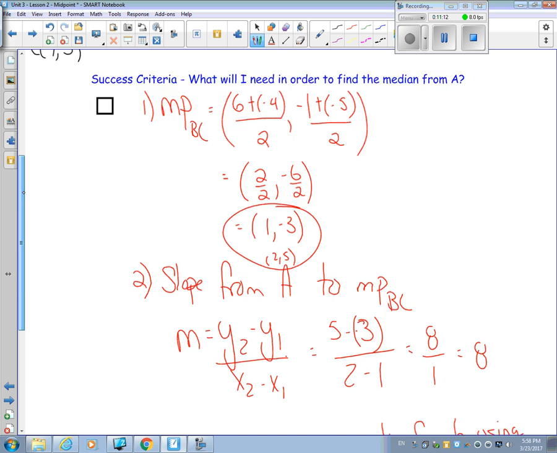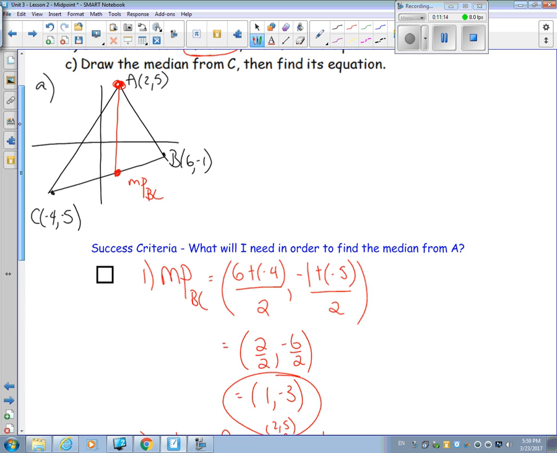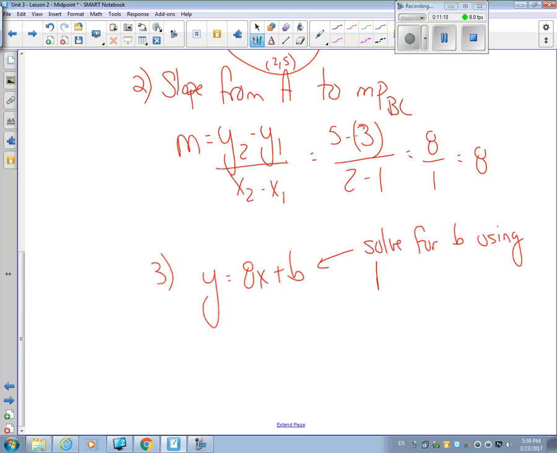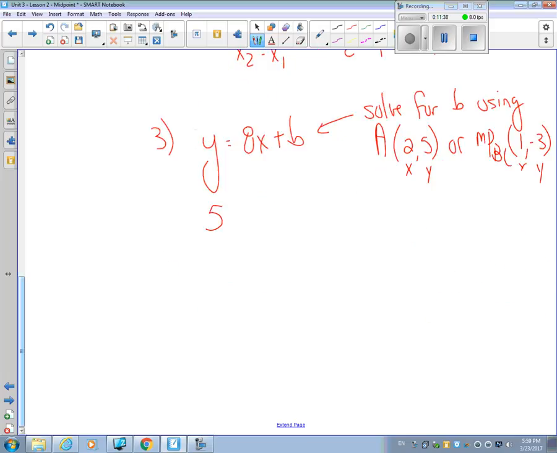And which points are on the line? Well, look at the picture. The only ones that are on the line, the red line, are A and the midpoint. I know those. So I can use either A, which we said was (2, 5), or the midpoint of BC, which was (1, negative 3). Your choice which one you want to use, because they're both made up of x's and y's. I'm going to use A, (2, 5), because they're positive. I like that. So 5 for y, 2 for x, and b.